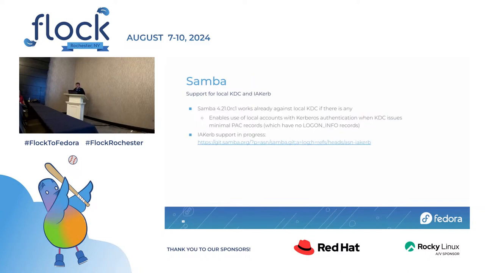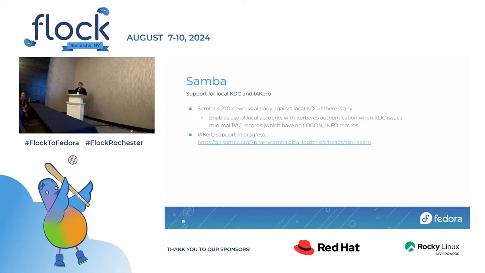Then on the Samba side, we already have support for local KDC and a prototype work in progress for IAKerb. The IAKerb works against itself, so you can use a Samba client with MIT Kerberos against a Samba server with MIT Kerberos over IAKerb and local KDC on one side, not visible to the client on the other side. They perfectly interoperate, but we need to do this with a Windows client and Windows server, which we don't know how they will work.